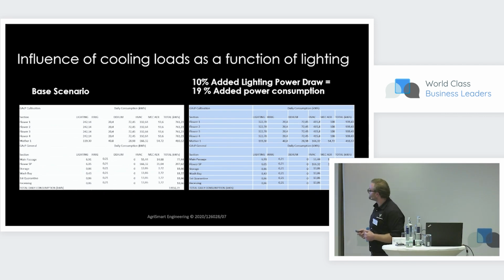Essentially, if you look at the total kilowatt hours, the difference is between 4,500 kilowatts and 3,800 kilowatt hours per day. What that means is that we have a non-linear increase in the energy spent as a result of lighting. That's very important to keep in mind.